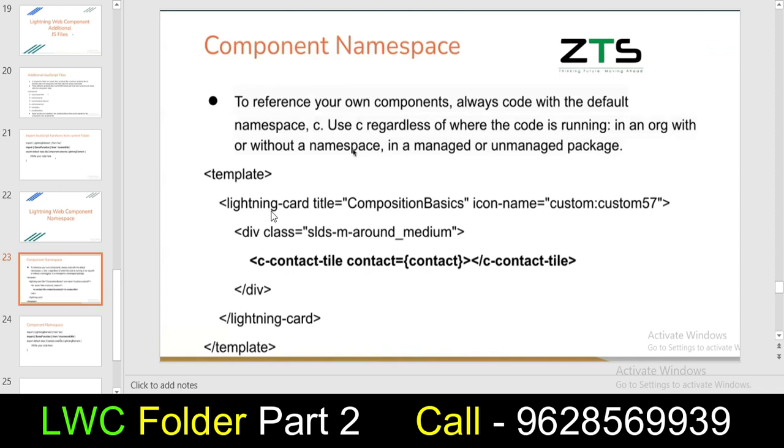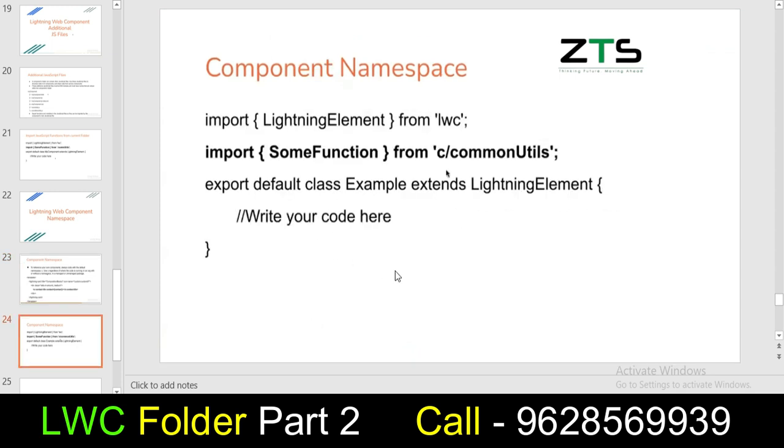You can see this example of namespace: c hyphen contact hyphen title. C is the default namespace. Okay, this is the object, and the title name is contact, this. Okay, this is a variable. Component namespace in JavaScript: this is also an example of additional JavaScript files. You can import the additional JavaScript file.